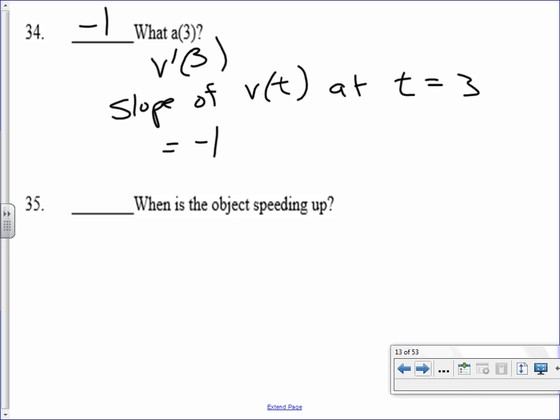When is the object speeding up? Okay, for that, we need to compare the sign charts of velocity and acceleration. Let's make a sign chart. We have to see when they have the same sign. So for the velocity, I'm just going to do a rough sketch of functions so I don't have to go back. So this is the velocity.